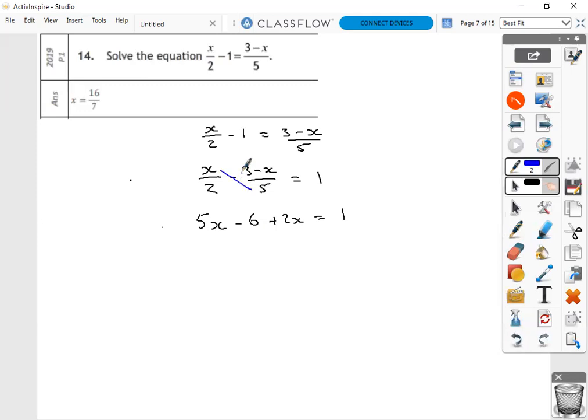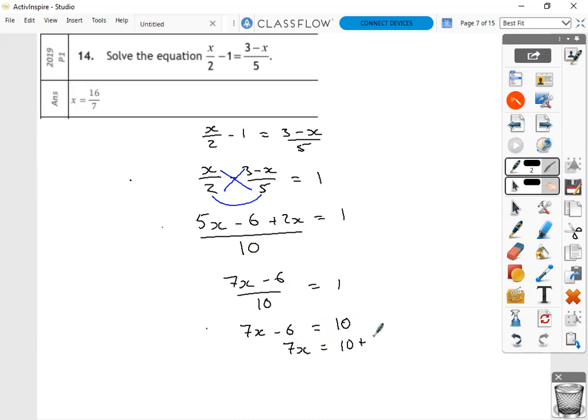Sorry. Okay, so multiply, multiply, and then remember the smile bit. All right, so 7x minus 6 over 10 over 1, bringing the 10 across. 7x minus 6 equals, that becomes a multiple, so it's just 1 times 10. Becomes 10 on that side. 7x equals 10 plus 6. 7x equals 16.